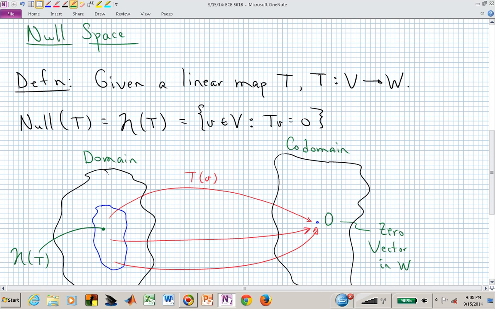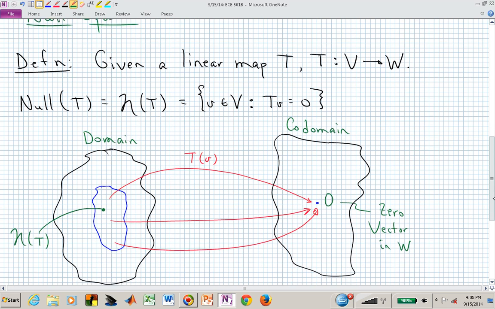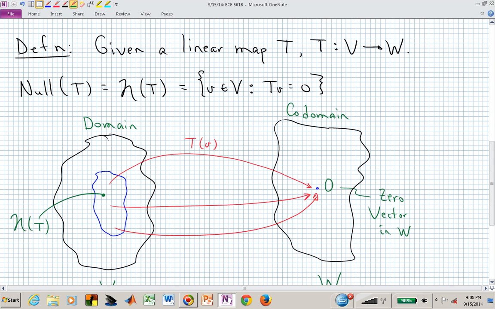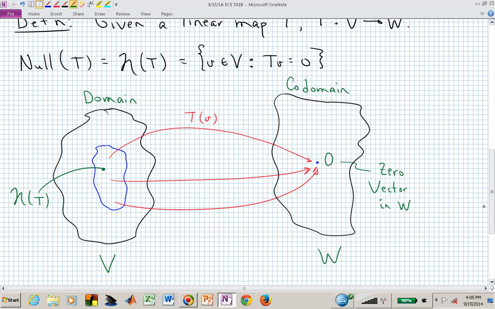And if it is non-trivial, meaning something more than just the 0 vector, then I've indicated that by having this bigger blue blob in our domain. But if the null space is a subspace, we know for sure that it has to have the zero vector. But it may be non-trivial. That would be the trivial null space, to have only the zero vector. A non-trivial means that we now have something more in the domain that is mapping to the zero vector in the codomain W.